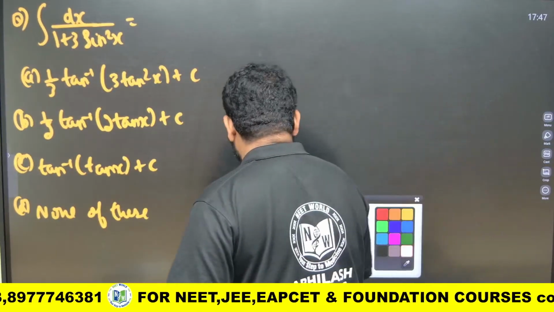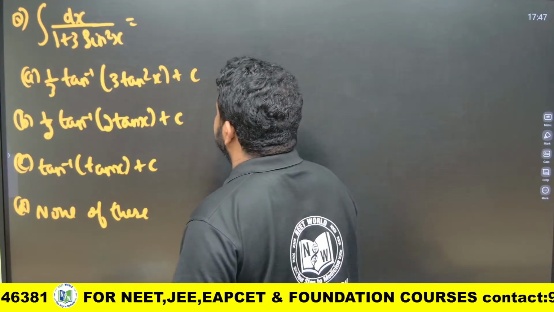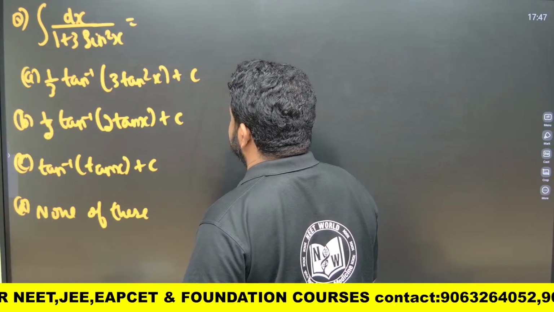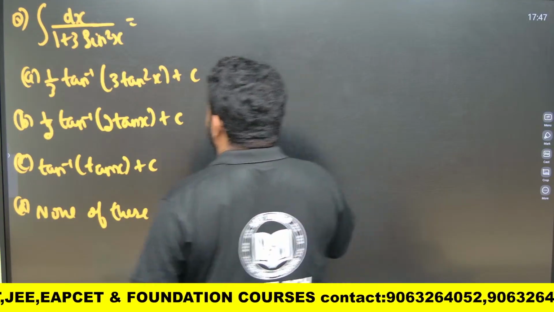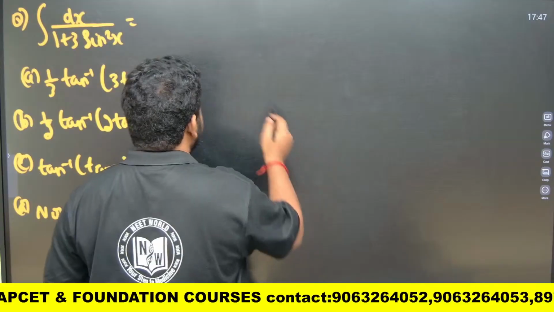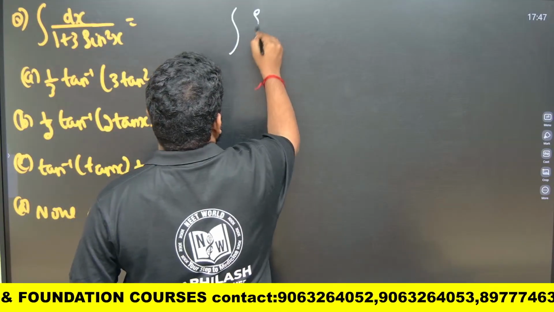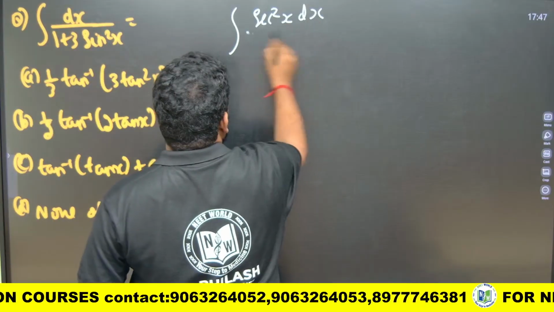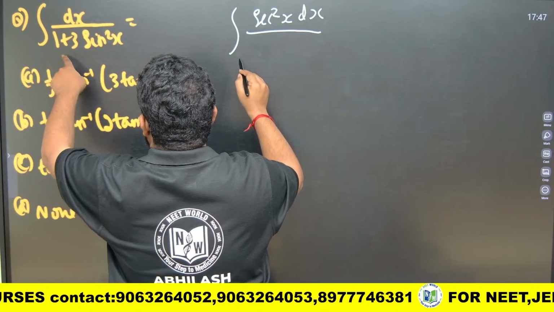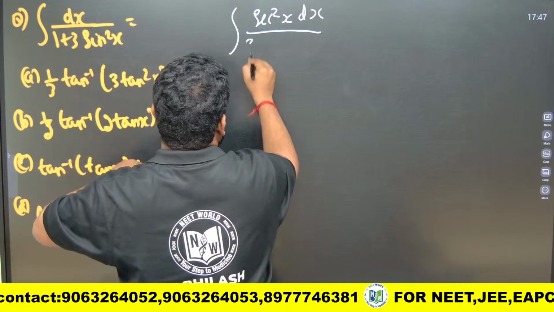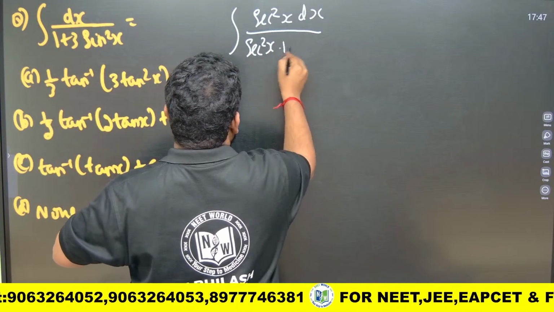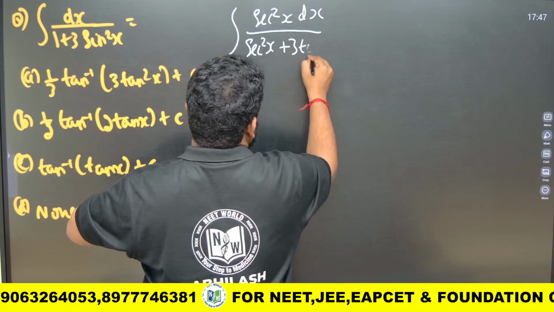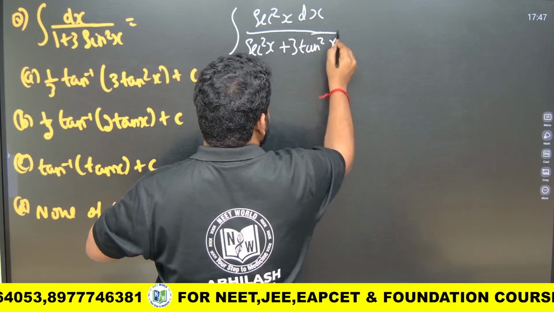So here the question that is given is 1 by 1 plus 3 sin square x. For this, if I divide numerator and denominator by cos square x, what will I get? I will get secant square x dx over, this will be 1 by cos square x, which is secant square x, plus 3 sin square x by cos square x, which is plus 3 tan square x. This is what I will get.